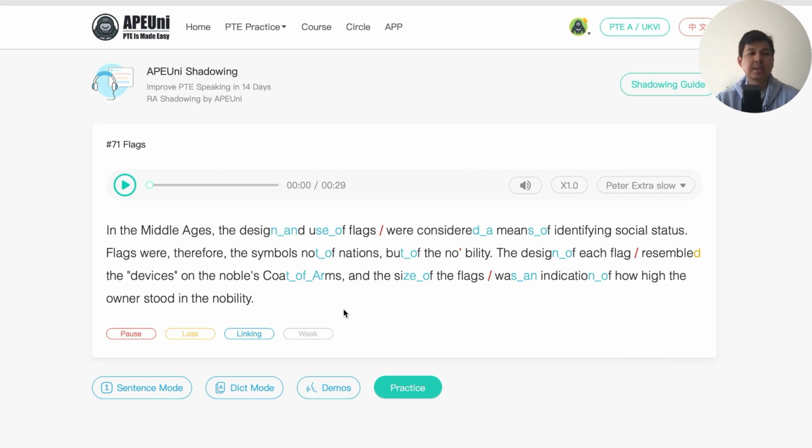1, 2, 3. In the Middle Ages, the design and use of flags were considered a means of identifying social status. Flags were therefore the symbols not of nations, but of the nobility. The design of each flag resembled the devices on the noble's coat of arms, and the size of the flags was an indication of how high the owner stood in the nobility.